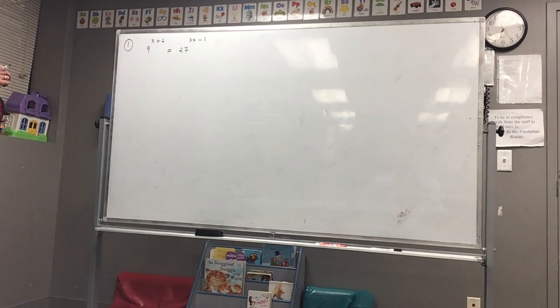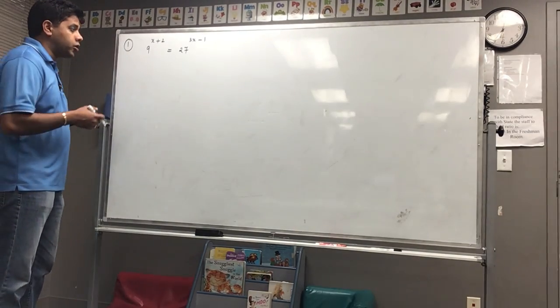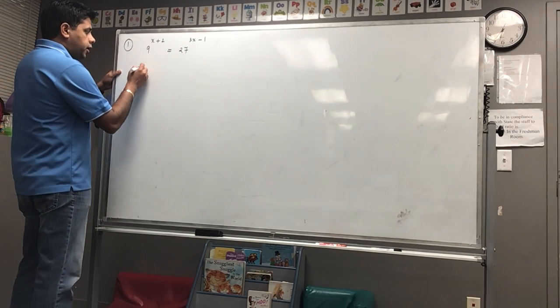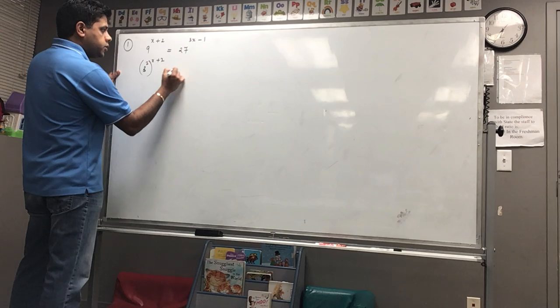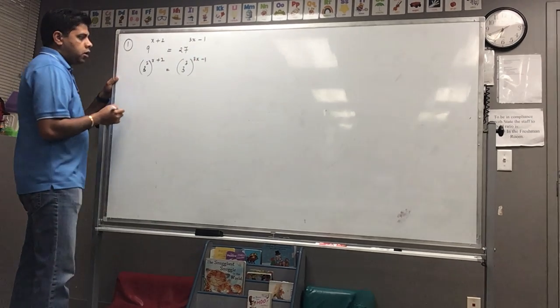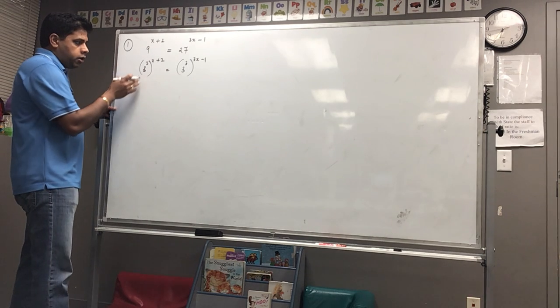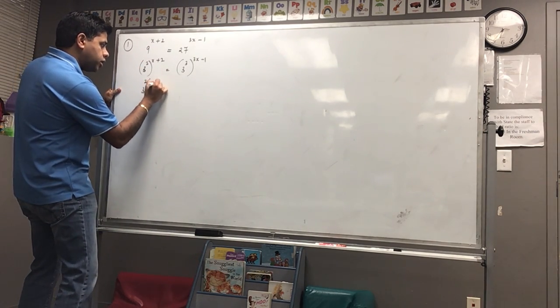All right, let's get started here. When you have a problem on powers and exponents, there are many ways to do it. One of the simple ways is to get the bases the same. 9 is 3 squared, raised to x plus 2, is equal to 3 cubed raised to 3x minus 1. There is a rule on page 10: a raised to m raised to n is a raised to m times n.